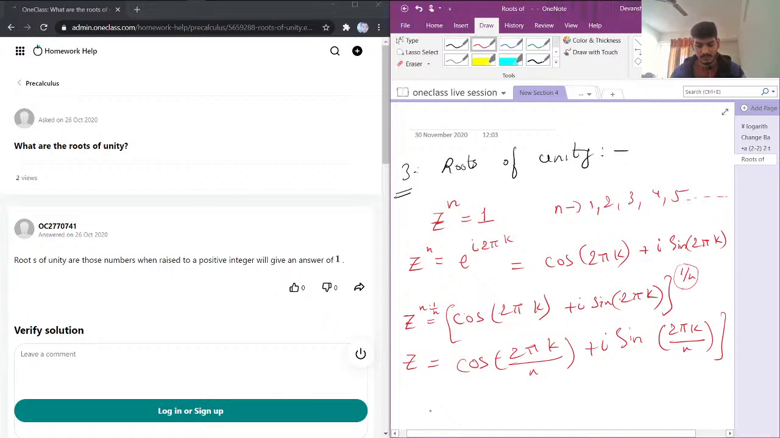Now with this we can form a circle, and let us say that omega is equal to cos of 2 pi k over n plus i times sine of 2 pi k over n. Now, this will be for k equal to 1.